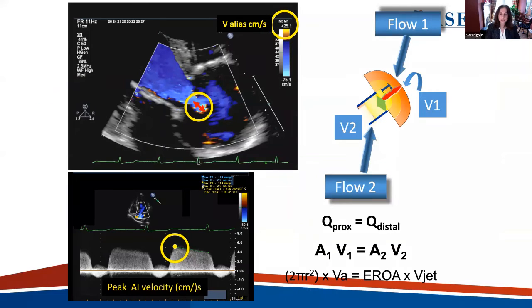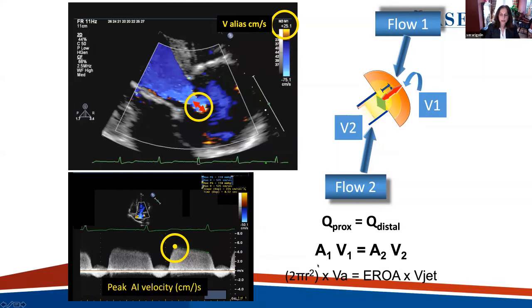So let's go through an example of how to do this. The PISA calculation is based on the conservation of flow. We know that flow on one side of the valve has to equal the flow on the other side of the valve. So flow proximal equals flow distal. Flow is calculated by area times velocity, so A1 V1 equals A2 V2. We should all be familiar with that calculation by now.